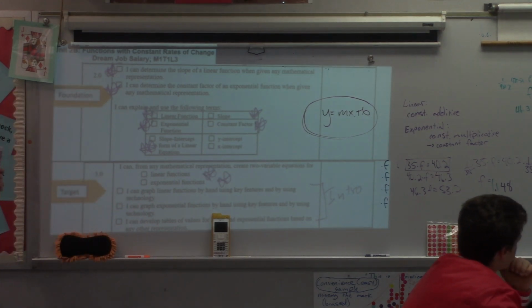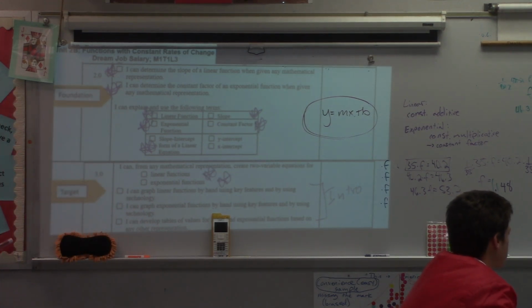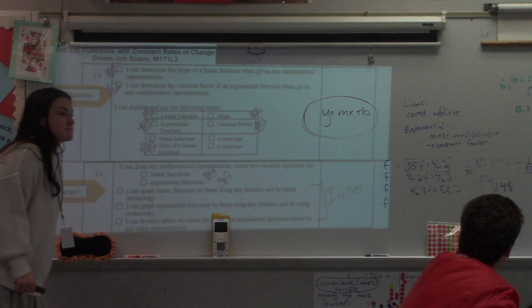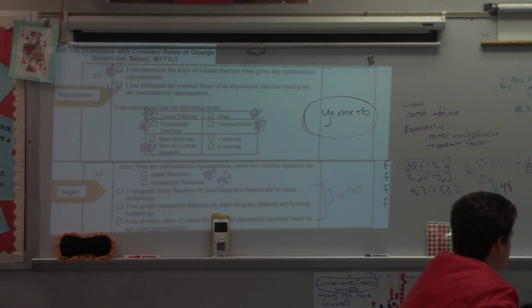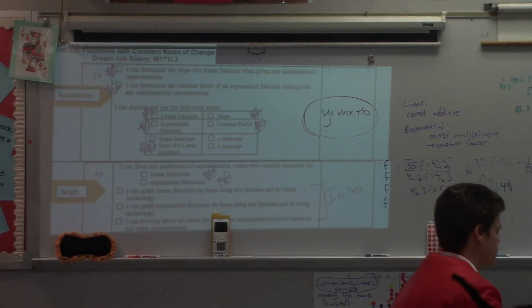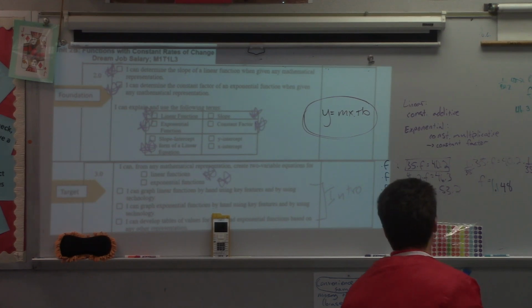One thing I do want to point out is Mason said this. What did you say the b was, Mason? The y-intercept. Guys, why is it called slope-intercept form? Because you need the m, the slope, and you need the b, the y-intercept. We're not trying to do a mystery here. We're telling you what it is.